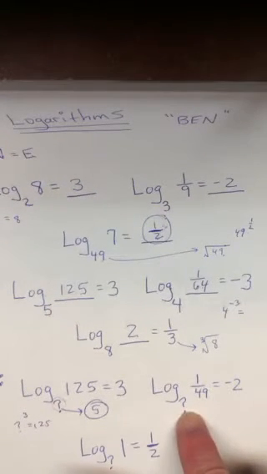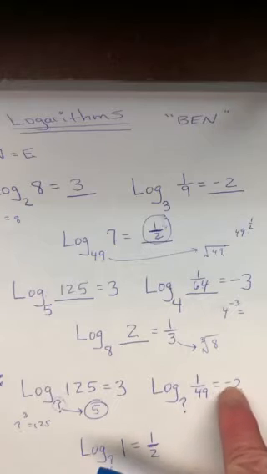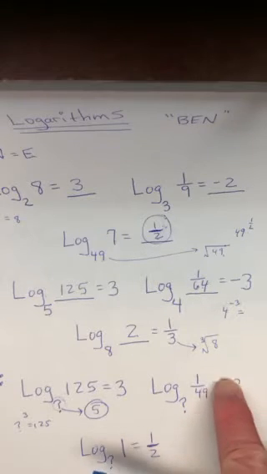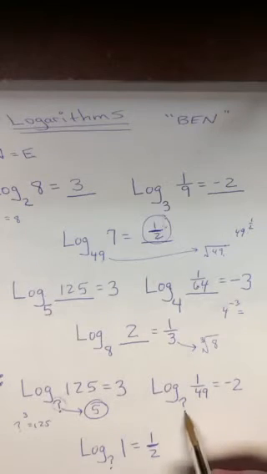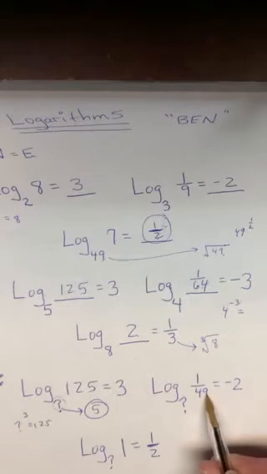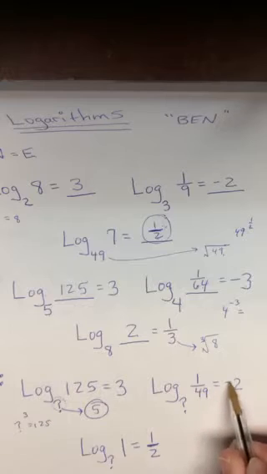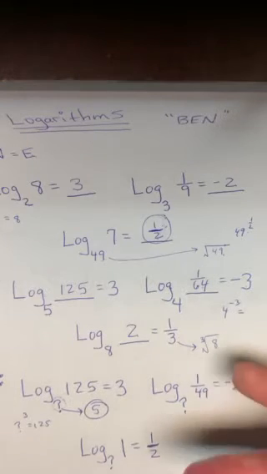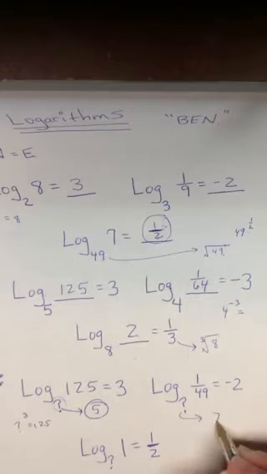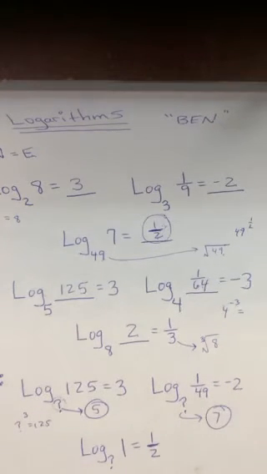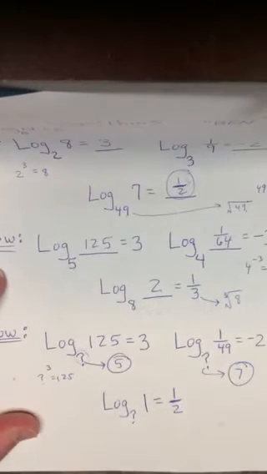What number would I raise to the negative second power to get 1/49th? You're really thinking, what number would I square to get 49? But because it was a negative exponent, that 49 got flipped over, correct? So would you agree the missing base would be 7? And finally, the last one on the front of my paper.